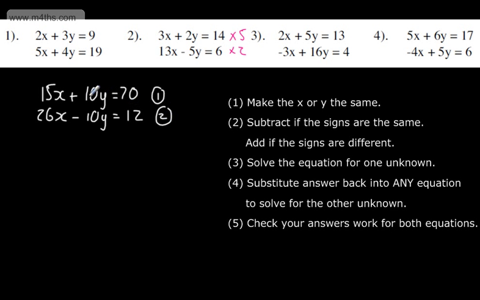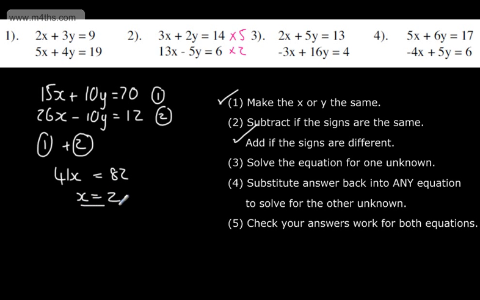So I can see that the y terms are the same, the signs are different, so we're going to now add them. So we've done this part, we made the y's the same, so I'm just going to add them. So 1 plus 2, 41x plus 0 is going to be equal to 82. So x is going to be 82 over 41, which is 2.